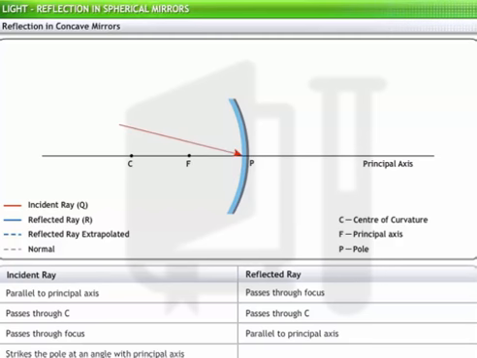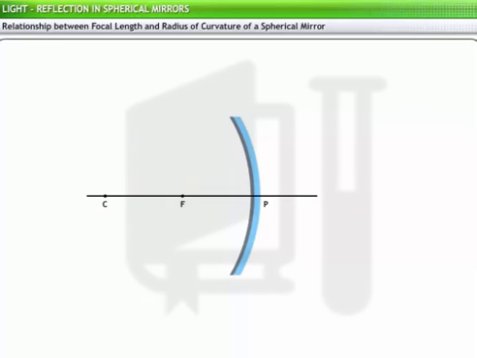If the incident ray strikes the pole at an angle with the principal axis, the reflected ray also makes the same angle. The focal length of a spherical mirror depends on its radius of curvature.